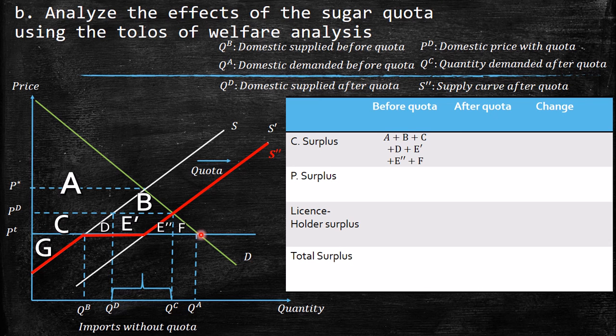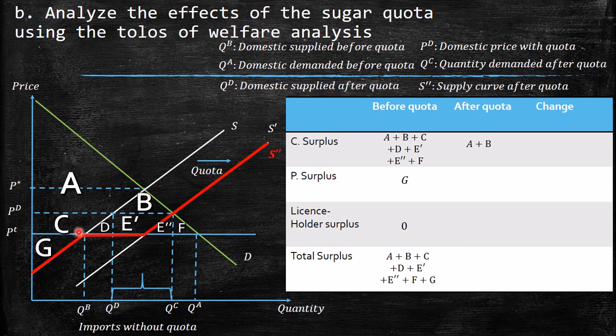It was considered the consumer surplus before the quota because they had to pay PT. On the other side, they have the producer surplus. They have to offer the products at the price of PT, so they just supply QB, and this G triangle is going to be the producer surplus. The license holder surplus is going to be zero naturally because they weren't present before the quota. So the total surplus was this whole triangle plus G.